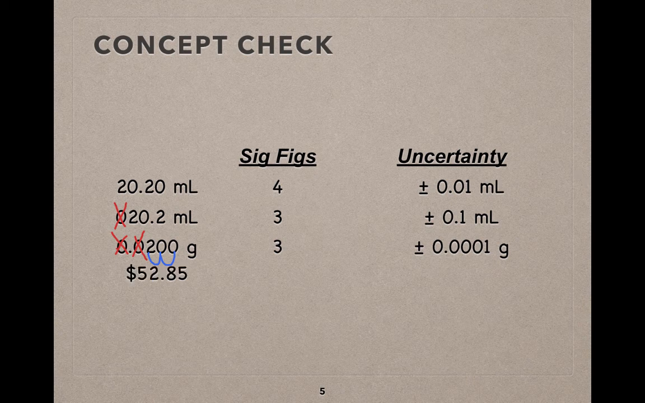Now here's a little bit of a tricky one, $52.85. Well, I might say that that has 4 significant digits. However, it is in fact a counted value, which means that it is an exact number and the number of significant figures does not apply. It has an infinite number of significant figures. It is exactly 52.85, and its uncertainty is not applicable. So a little bit of a trick there. It's really important to know when a number is exact and when it is measured.